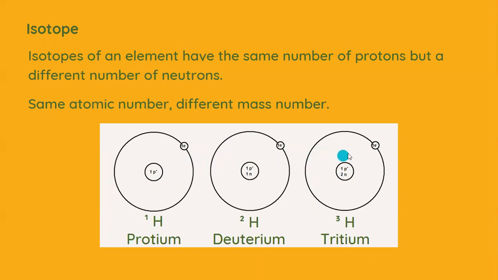Notice the number of electrons does not change. Because the number of electrons does not change, these three are chemically similar to each other. They show similar chemical properties. However, their mass numbers are different. So an isotope has the same atomic number, but a different mass number.